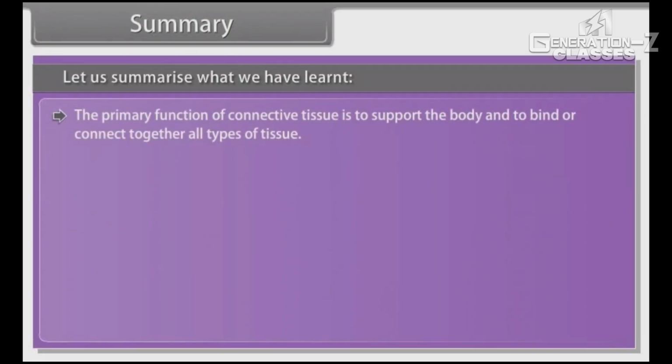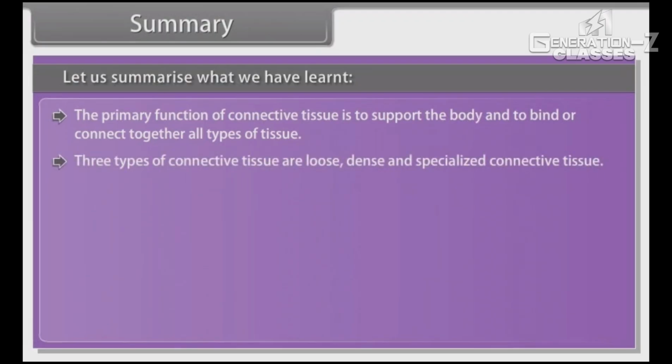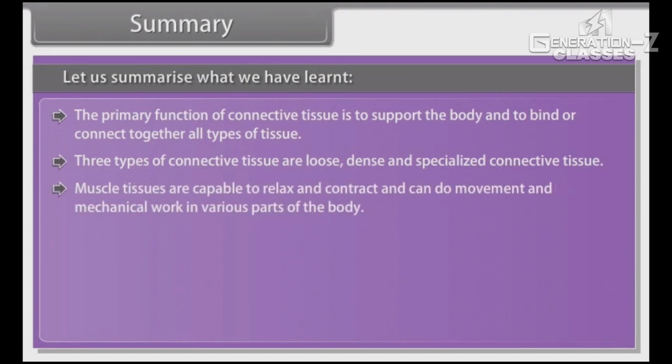The primary function of connective tissue is to support the body and to bind or connect together all types of tissue. The 3 types of connective tissue are loose, dense, and specialized connective tissue. Muscle tissues are capable of relaxing and contracting and can do movement and mechanical work in various parts of the body.